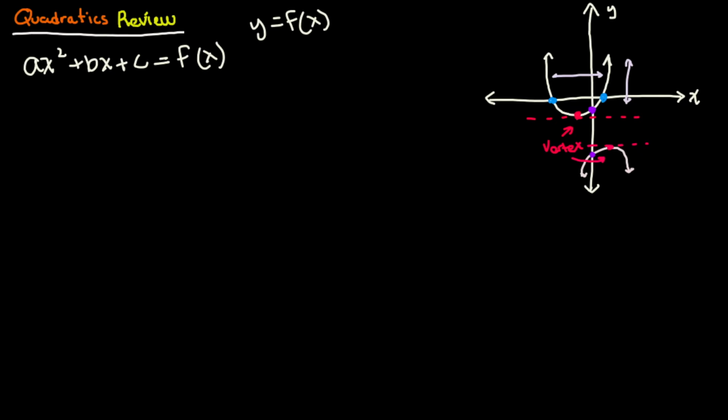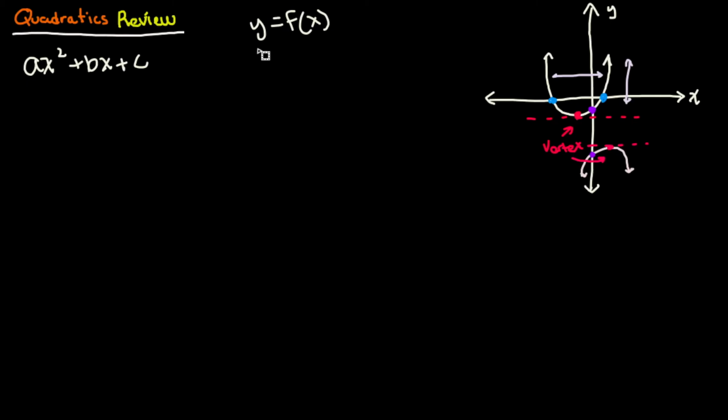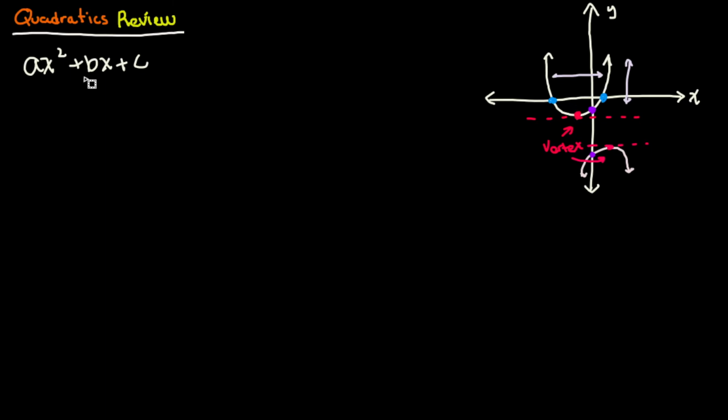So let me erase some of this stuff over here. Now usually you assign f of x in front of the expression, so you put f of x is equal to ax squared plus bx plus c. But let me go over how we would solve this problem. What are we actually trying to find with the roots of the parabola? Well, the roots of the parabola are where y equals 0.